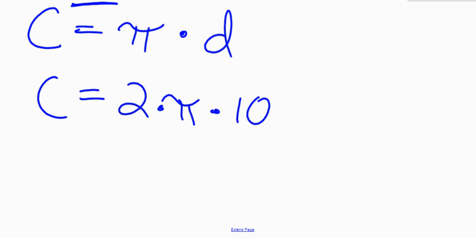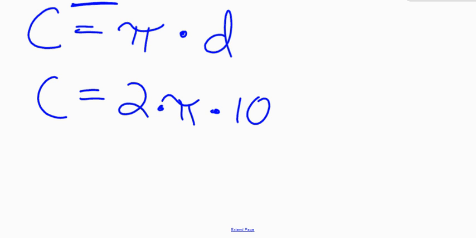And usually you put the 2 first, because the multiplication that you end up doing has a tendency to be a little bit easier, rather than doubling the radius and then multiplying. Right? Now, you can argue with me, you can do it a different way, but that's why they write it this way. They just kind of feel it's a little bit easier.